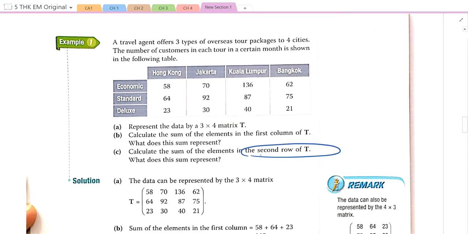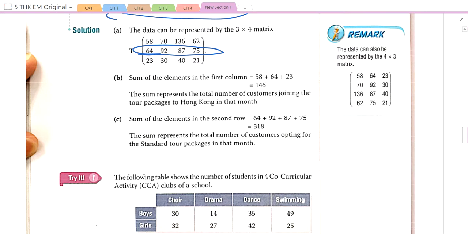Calculate the sum of elements in the second row of T. So second row of T will be this one. Add them all up. You know how to add them up. Primary school kiddos can add them up. Next thing is, what does this represent? So what does the sum represent? Number of customers who chose standard package. That's it. Okay? That's A, B, and C.